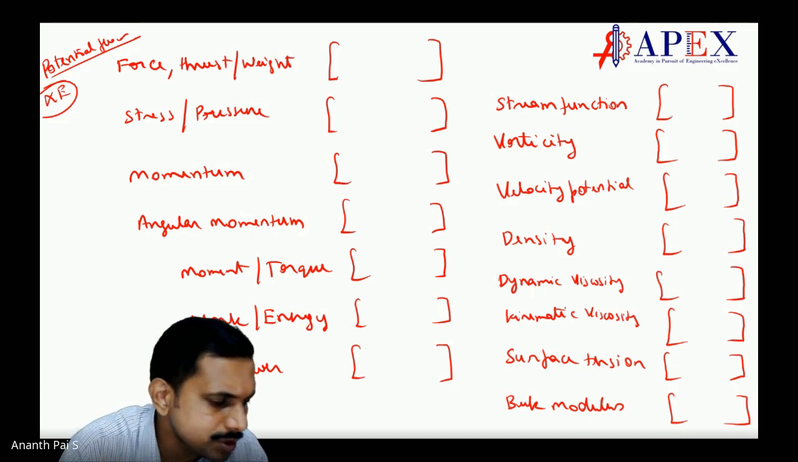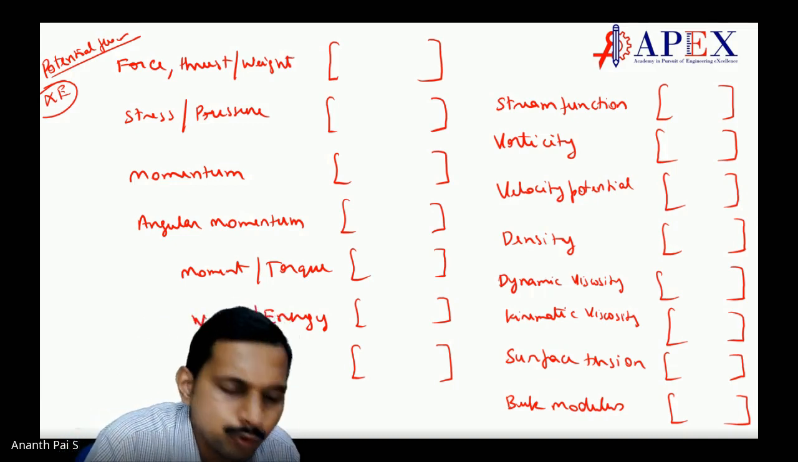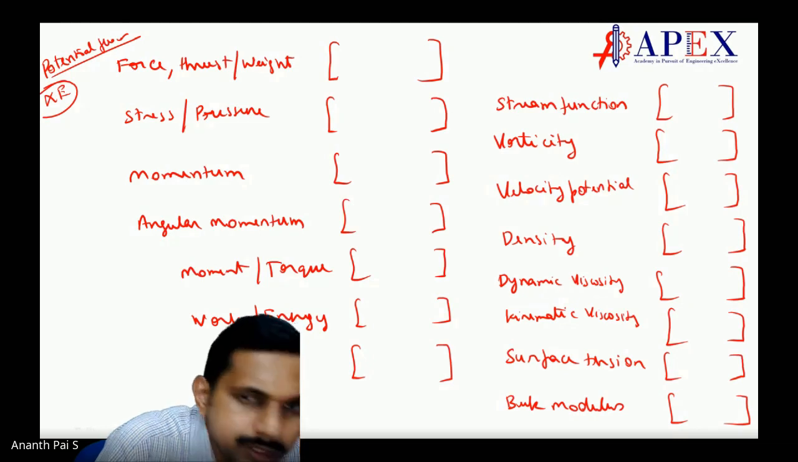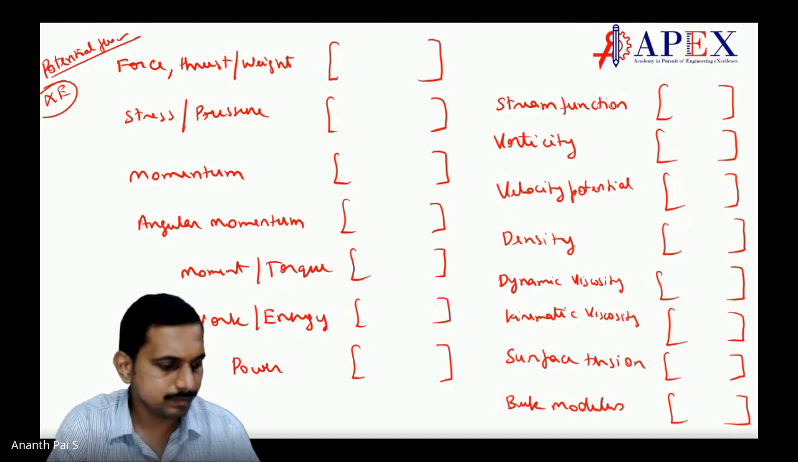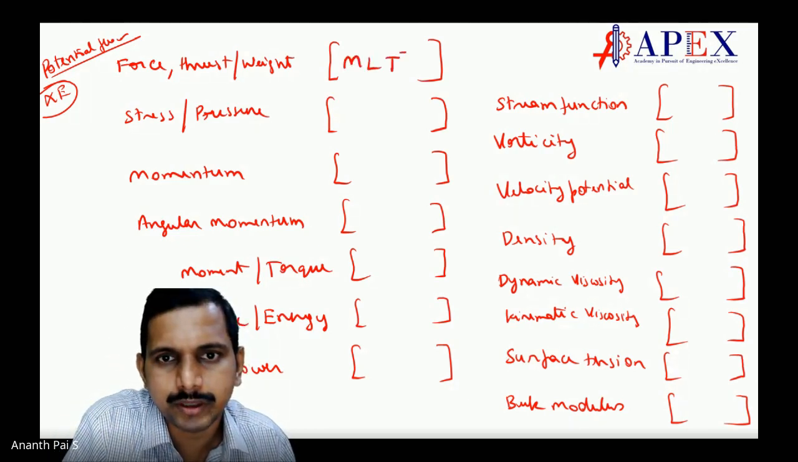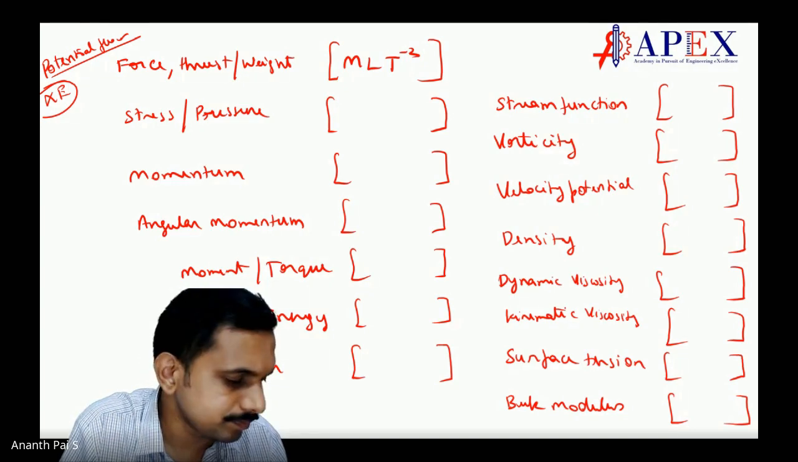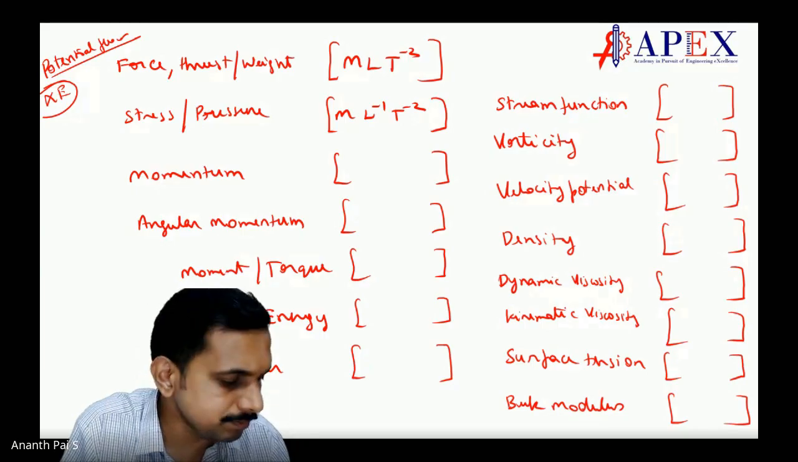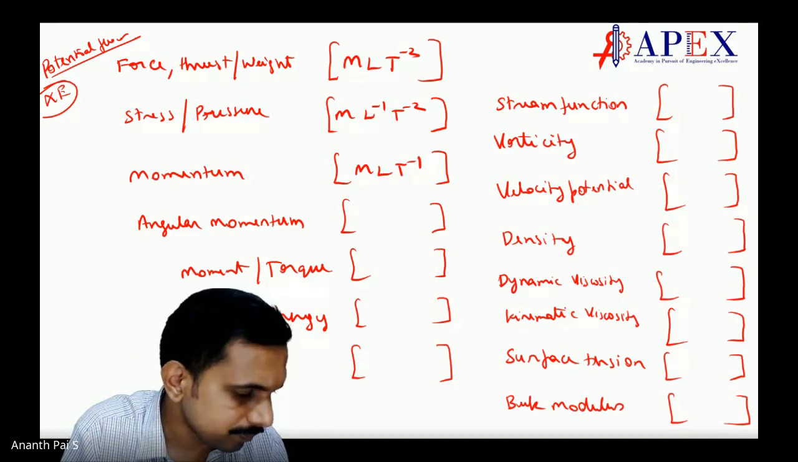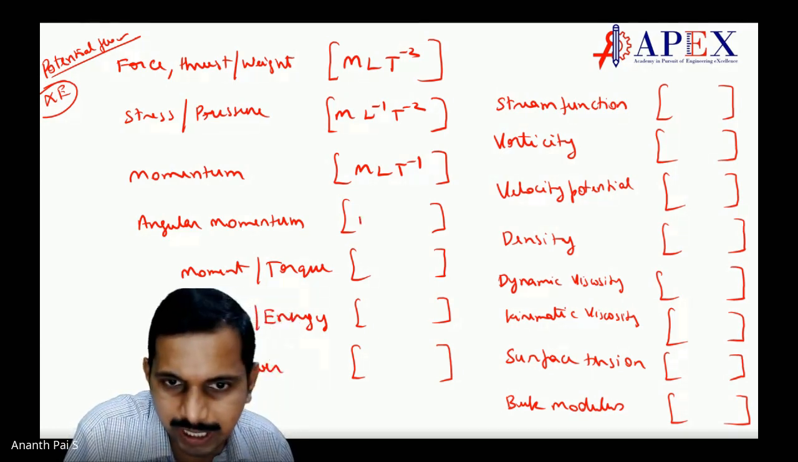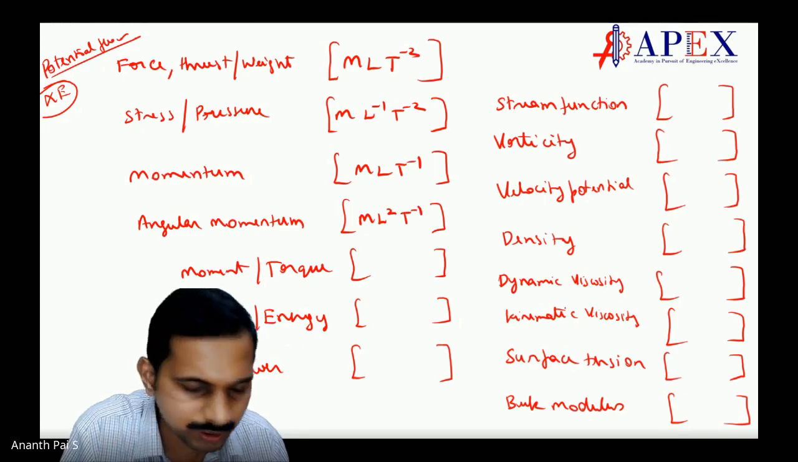What did you get? Force. Yes, force. What is the dimensional formula, students? Who will tell me? Anyone? MLT minus 2. Correct. Next one, stress or pressure. ML minus 1 T minus 2. Very good. Next, momentum. MLT minus 1. Very good. Angular momentum. Angular momentum they have given as ML square T minus 1. Correct.